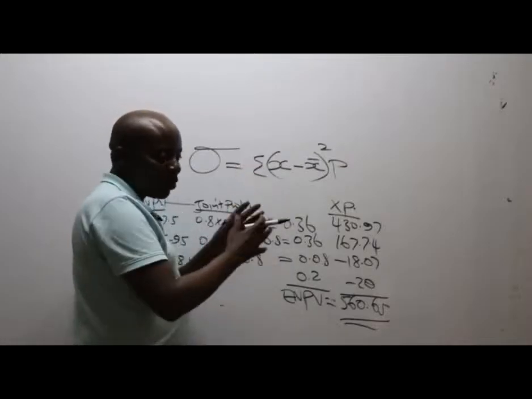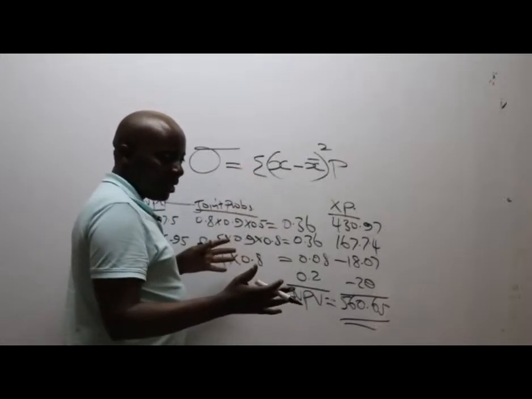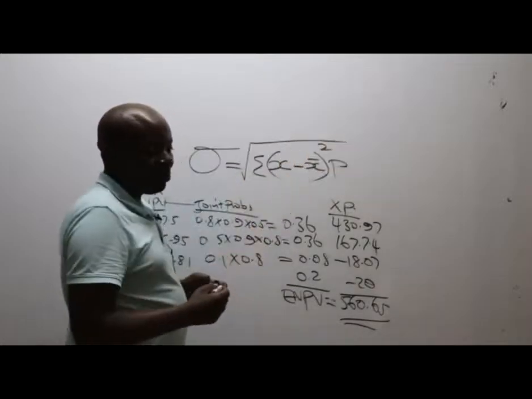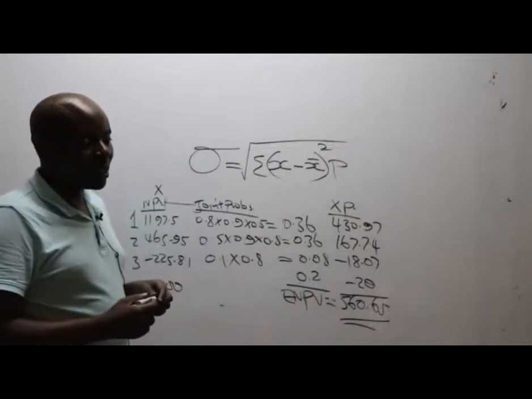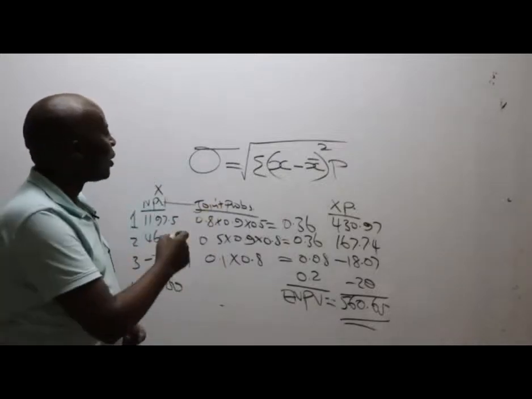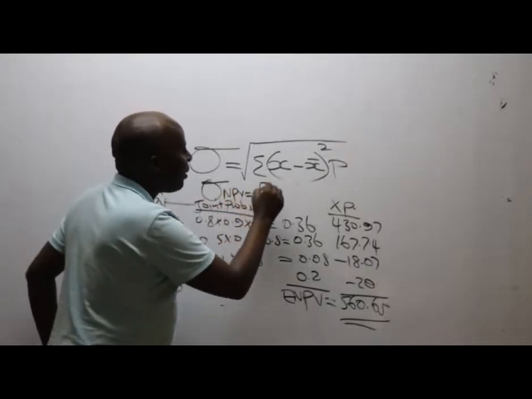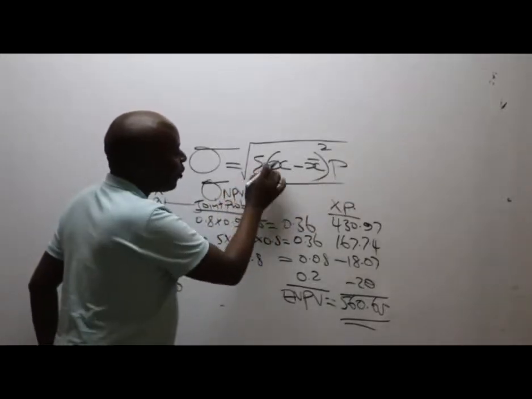You sum, because there are many deviations. It can't end there. We must come and put a square root to get the standard deviation. Now, this is a general formula. So when they tell me to give them the standard deviation of NPV, I'll put a bracket like that. I'm now copying everything.